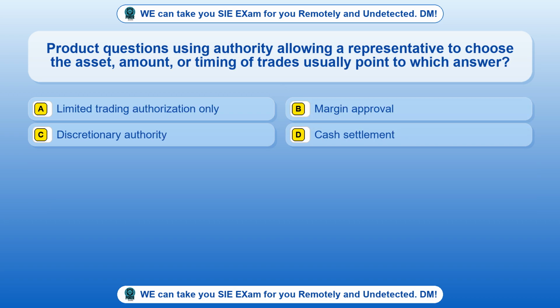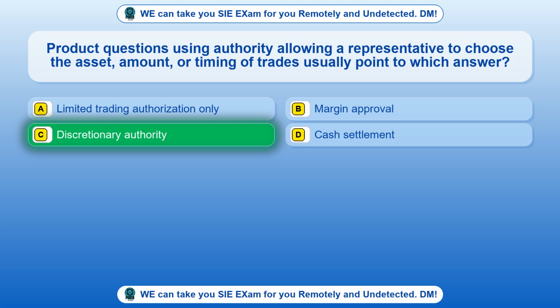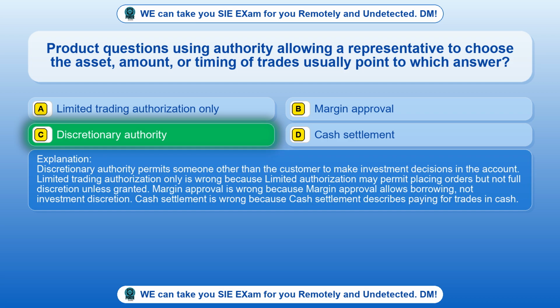Question 43. Product questions using authority allowing a representative to choose the asset, amount, or timing of trades usually point to which answer? Option A, limited trading authorization only. Option B, margin approval. Option C, discretionary authority. Option D, cash settlement. The correct answer is option C, discretionary authority. Discretionary authority permits someone other than the customer to make investment decisions in the account. Limited trading authorization only is wrong because limited authorization may permit placing orders but not full discretion unless granted. Margin approval is wrong because margin approval allows borrowing, not investment discretion. Cash settlement is wrong because cash settlement describes paying for trades in cash.